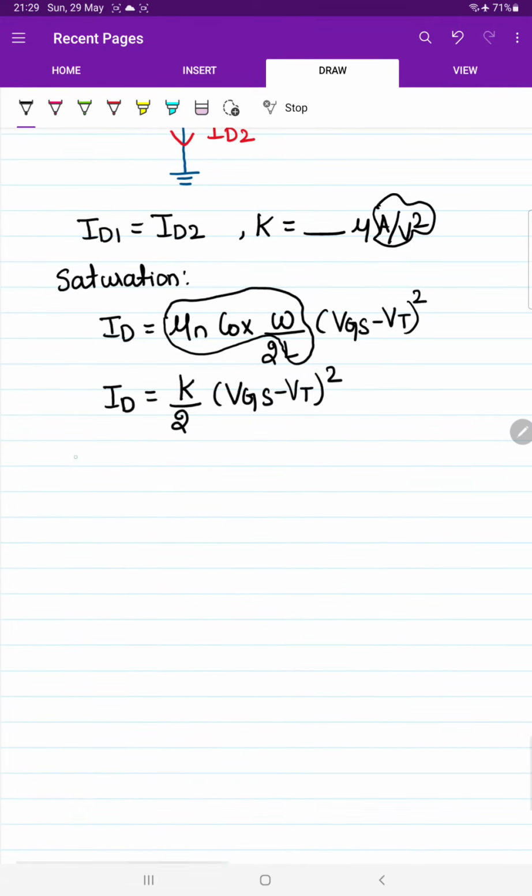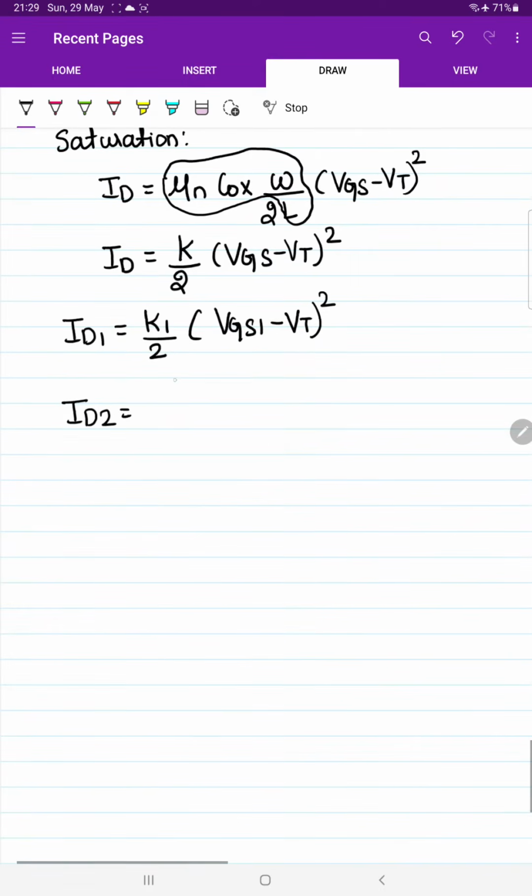Okay sir, suppose you have two currents, then how can I define that? For the first current, it can be defined as ID1 equal to K1 by 2 into VGS1 minus VT whole square. For the second current, you can define ID2 equal to K2 by 2 into VGS2 minus VT whole square.